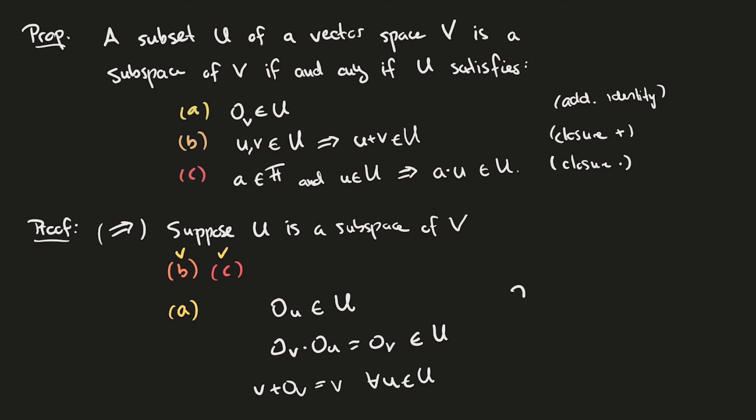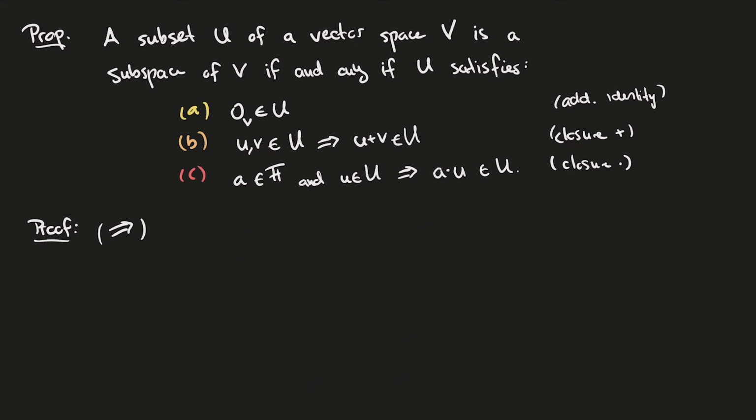But now we have the situation that 0U and 0V are both additive identities of U. But we also know that additive identities of a vector space are always unique, and so it follows that 0U is actually equal to 0V. And this shows condition A. We've shown one direction and now move to the only if part.